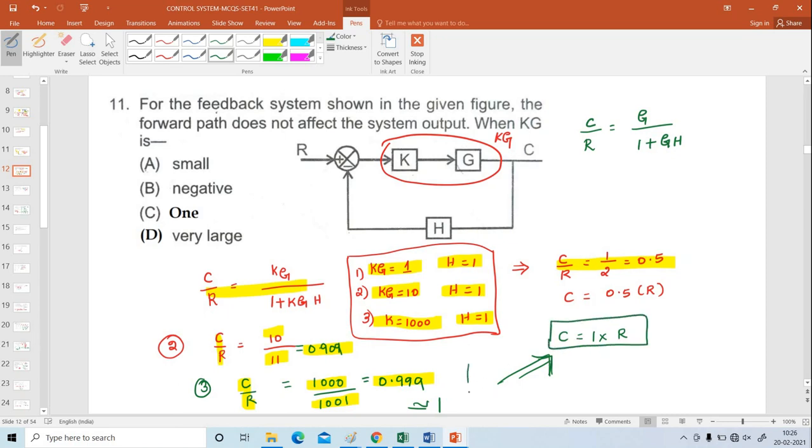If we increase the value further and further, that is, KG is increased, at that time the forward path does not affect the system output. So what is the answer? That is, very large is the correct answer.